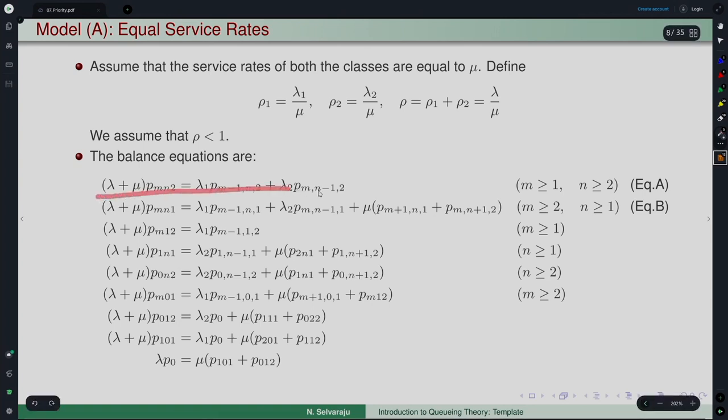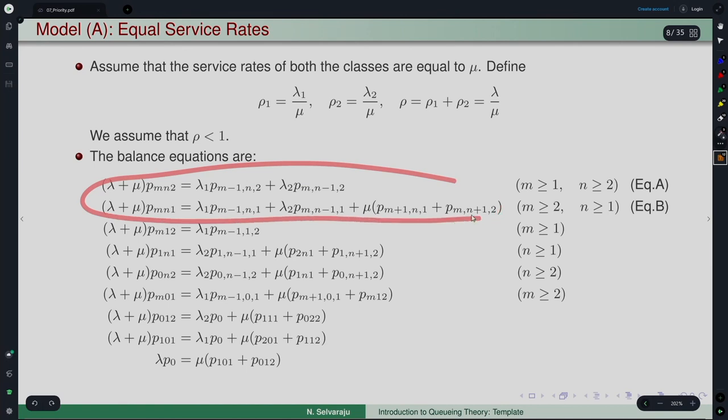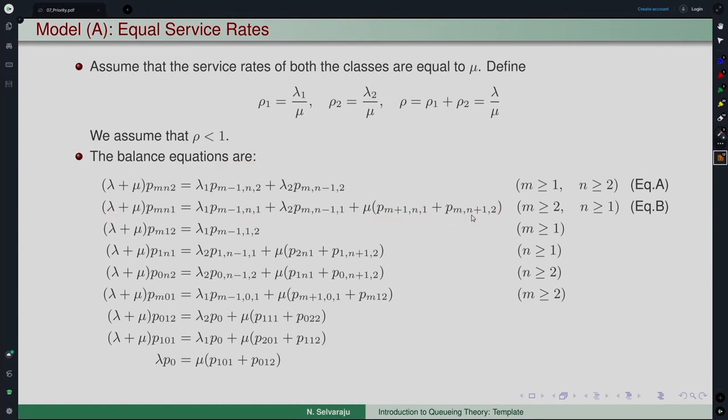Once we have this general equation, one has to look at the boundary cases. Say, for example, m, n with n greater than or equal to 2. What will happen if n is equal to 1 is what will come here.